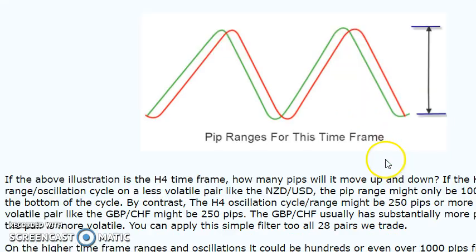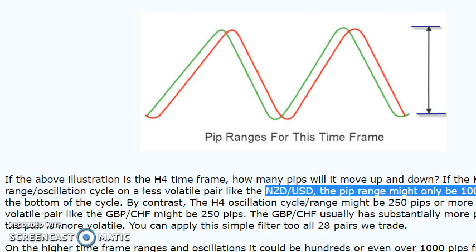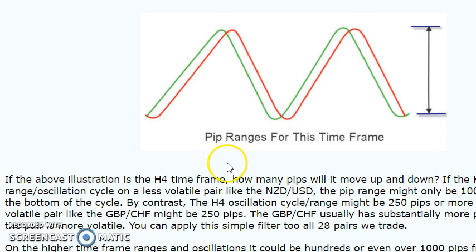Well, if this is the H4 time frame and you have a less volatile pair, let's say the New Zealand US dollar, this might only be about 100 pips. Actually, this is pretty small. A lot of forex traders would love to find a trade like this with 100 pips of potential on the ranging and oscillating cycles, but actually that's pretty small.